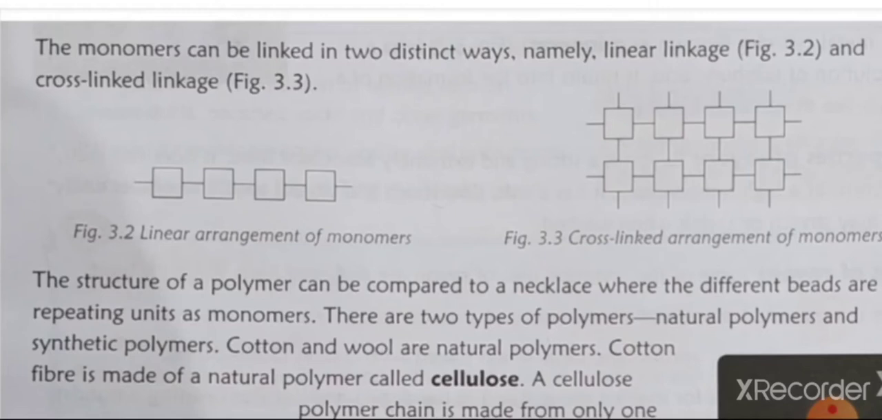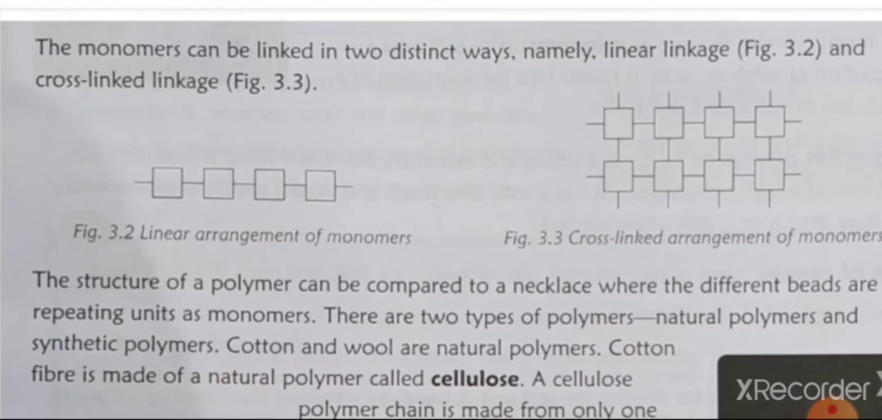The structure of a polymer can be compared to a necklace, जो गले में पहनने वाली मोतियों की माला है, where the different beads are the repeating units as monomers. एक एक मोती को हम मोनोमर समझ सकते हैं. जब हम उन्हीं मोतियों को एक लाइन में पिरो देते हैं, अरेंज कर देते हैं, तो मोतियों की माला बन जाती है. और वही मोतियों की माला हम समझ सकते हैं पॉलीमर के रूप में. The structure of a polymer can be compared to a necklace where the different beads are the repeating units as monomers.